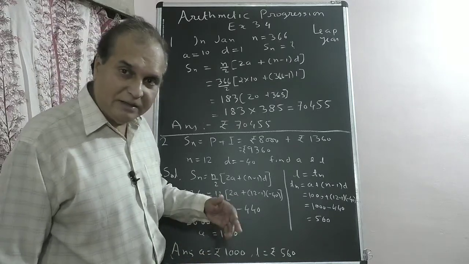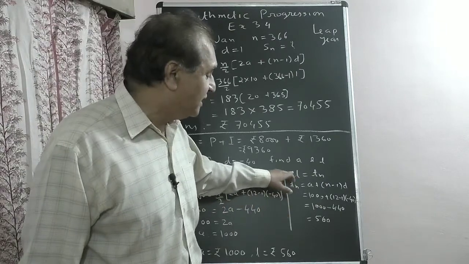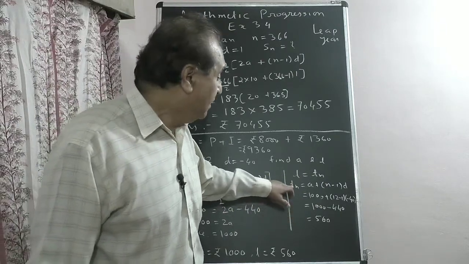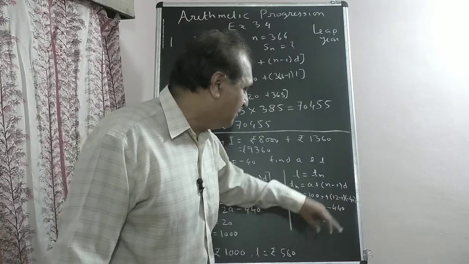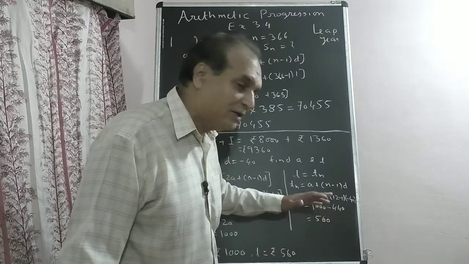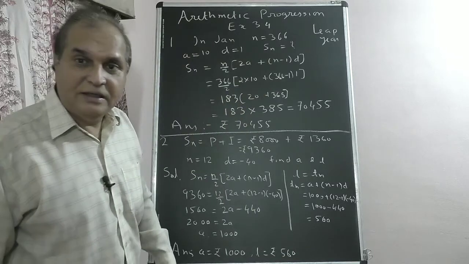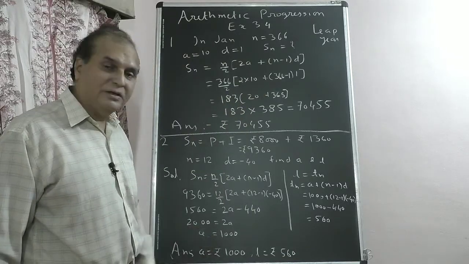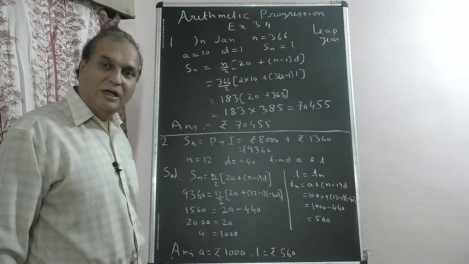And then every month it decreased by 40, 40, 40. So last month it was how much? l is Tn. Tn is a plus (n minus 1)d. 1000 plus 12 minus 1 into minus 40. So that is 11 into minus 40, minus 440. 1000 minus 440 is 560. In the last month he paid rupees 560. Thus this way he completed the total loan.